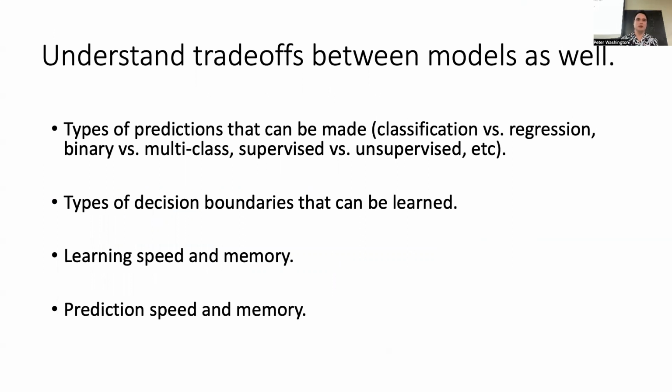And yeah, understand trade-offs not just within a model, so within the hyperparameters you can choose, but between models as well. So what's the learning speed or training speed and memory cost versus the prediction speed and memory cost? Types of decision boundaries that could be learned. Is it linear? Can it learn nonlinear boundaries? The types of predictions it can make, classification and regression versus regression. Can it only do binary? Can it do multi-class? Is it for supervised or unsupervised, etc.?